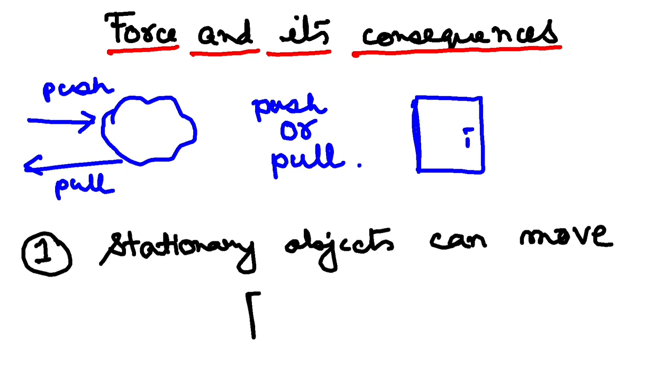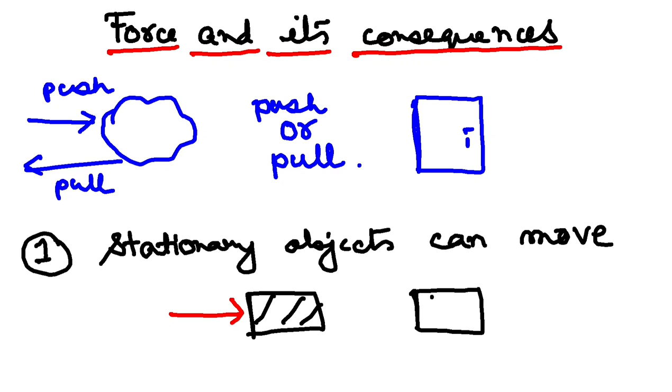So this is an object, suppose, and if I apply force in this direction, it is obviously a push, so the object will move, and suppose it will come over here, isn't it? That means I have moved the object. So number one, force can set a stationary object or an object at rest into motion.